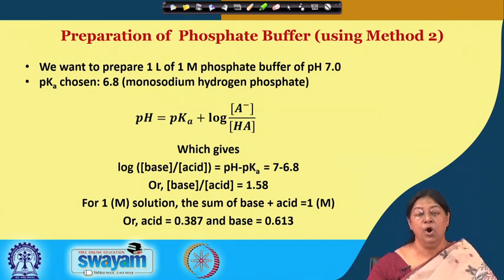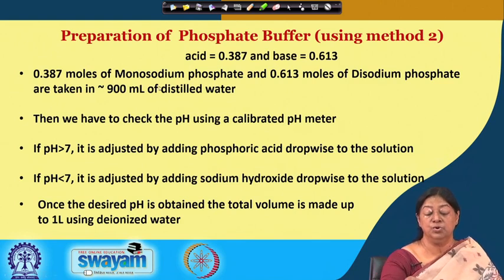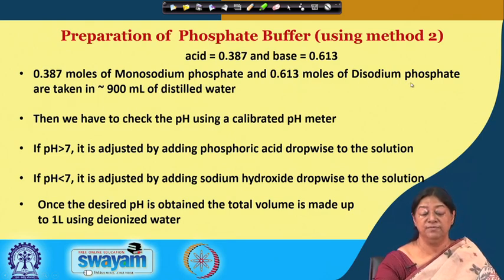Based on an understanding of the monosodium phosphate molecular weight, we can determine the weight required for a specific volume of solution. So, 0.387 moles of monosodium phosphate and 0.613 moles of disodium phosphate are taken in approximately 900 milliliters of distilled water if 1 liter is to be prepared. The pH has to be checked with a calibrated pH meter. We saw in the first lecture how a pH meter is required to be calibrated. If the pH is greater than 7, it is adjusted by adding phosphoric acid dropwise to the solution. If the pH is less than 7, it is adjusted by adding sodium hydroxide dropwise to the solution.